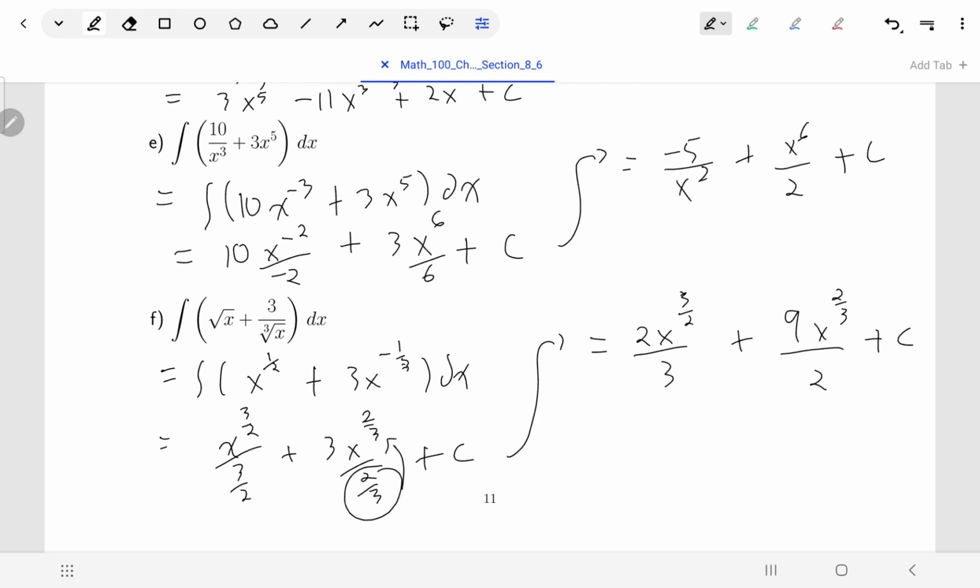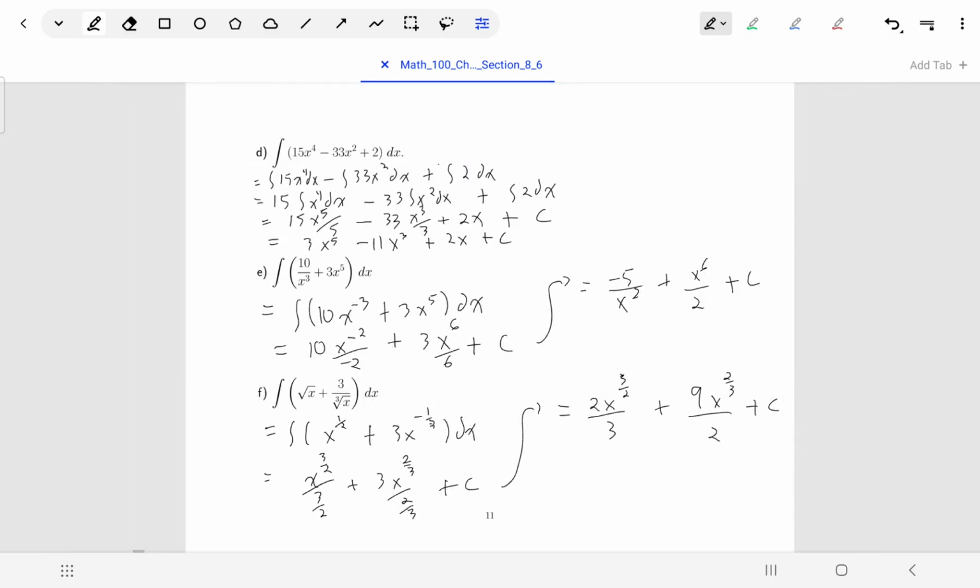When I flipped and multiplied the 2/3 to make it 3/2, the 3 and the 3 from the 2/3 multiplied together to give me the 9. That's where the 9/2 was coming from. All right.